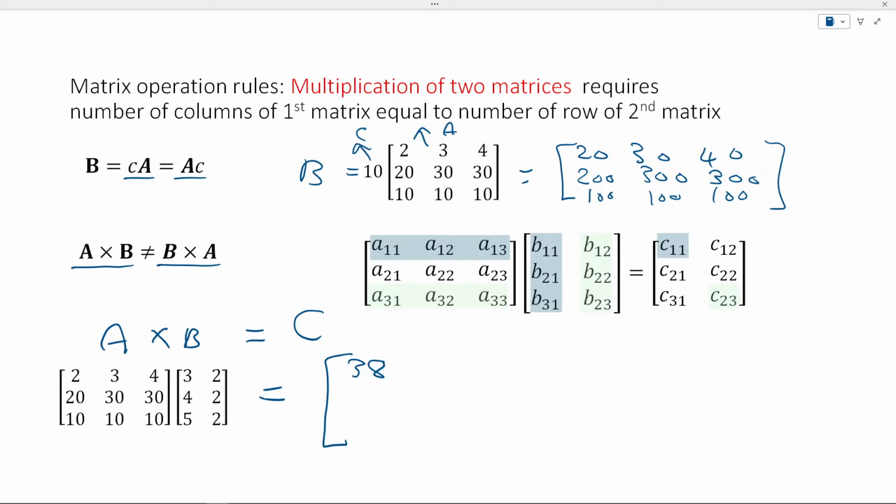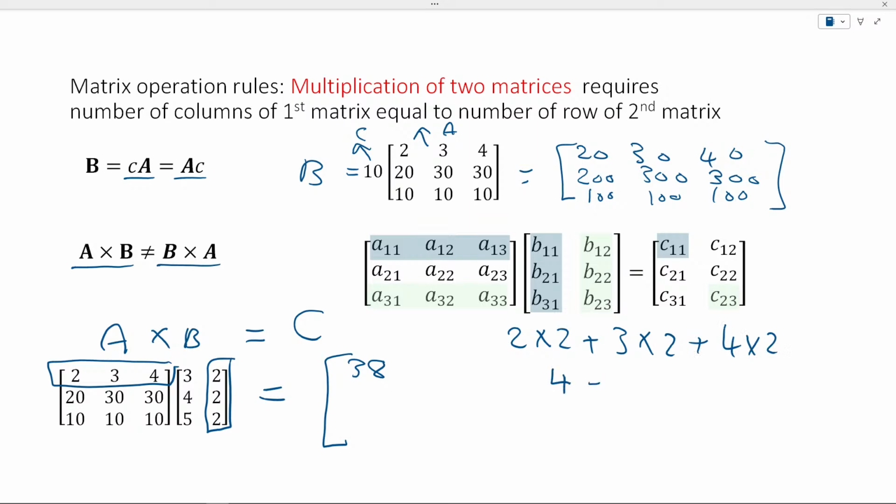Let's do the second element. So the second element will be this guy times this guy. So can I do this? That is 2 times 2 plus 3 times 2 plus 4 times 2. Can I do this? So that is 4 plus 12 plus 8. So that would be 24.